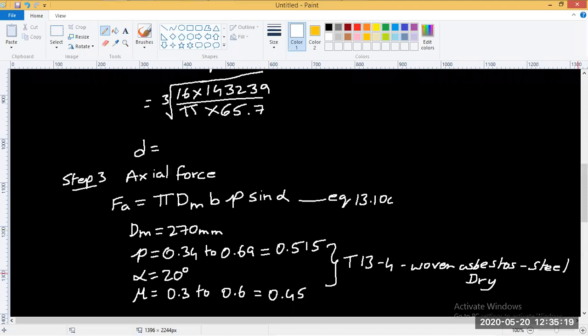Let's find out what it is. So in the meantime, anybody found out diameter? 16 times 143239 divided by pi times 65.7, and this is cube root of answer. Okay, so I'm getting 20.